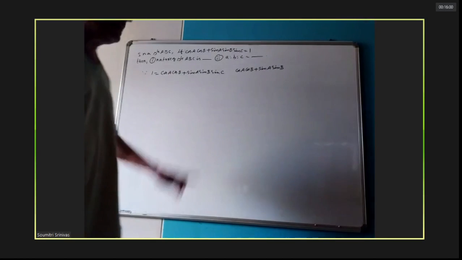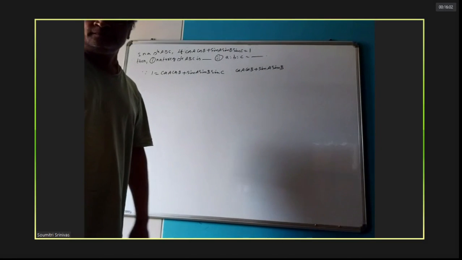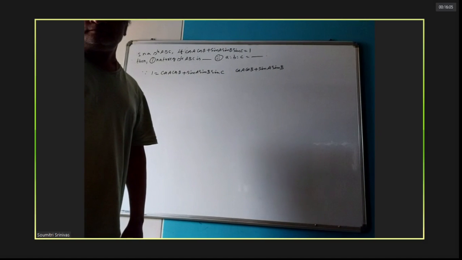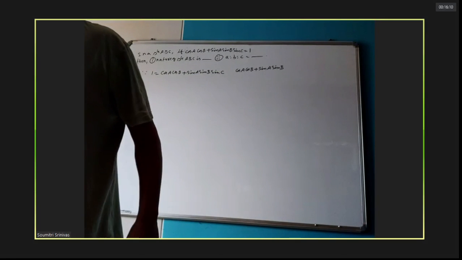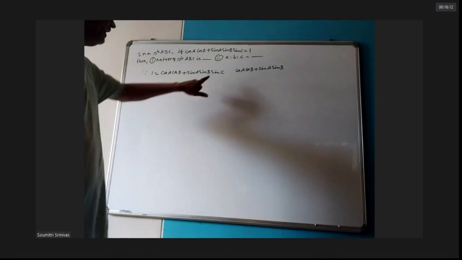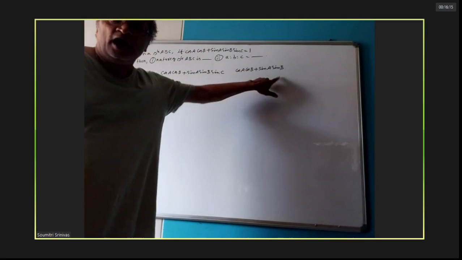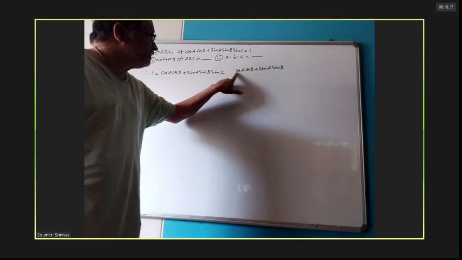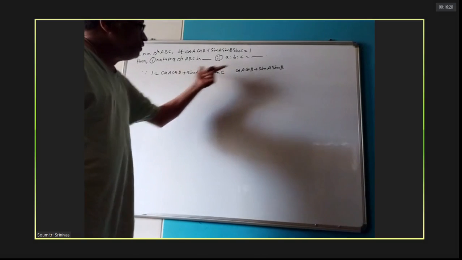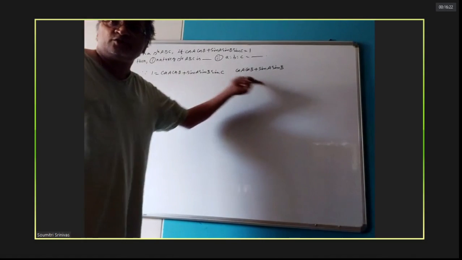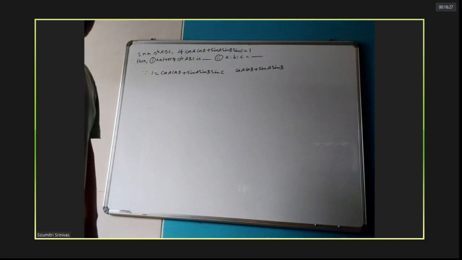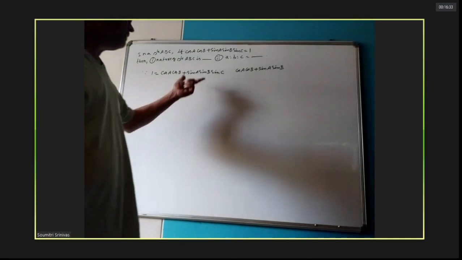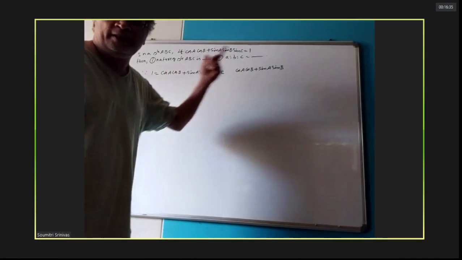What's the difference between LHS and RHS? Sin C is missing. There is sin C here, there is no sin C. I removed sin C. What will be the relation between these two? Anybody?